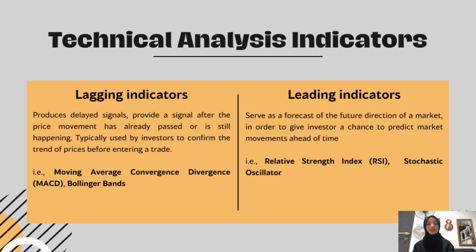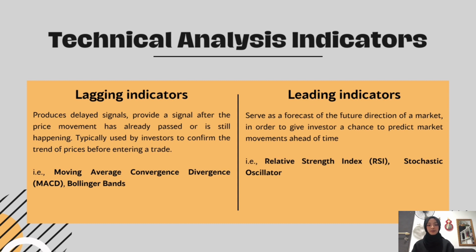Indicators can be categorized into 2 groups, either lagging indicators or leading indicators. Lagging indicators. It is a tool that produces delay signals, which means they provide a signal after the price movement that has already passed or is still happening. These lagging indicators are typically used by investors to confirm the trend of prices before entering a trade. For example, the MACD indicator and the BB indicator are 2 indicators that can be used to demonstrate this.